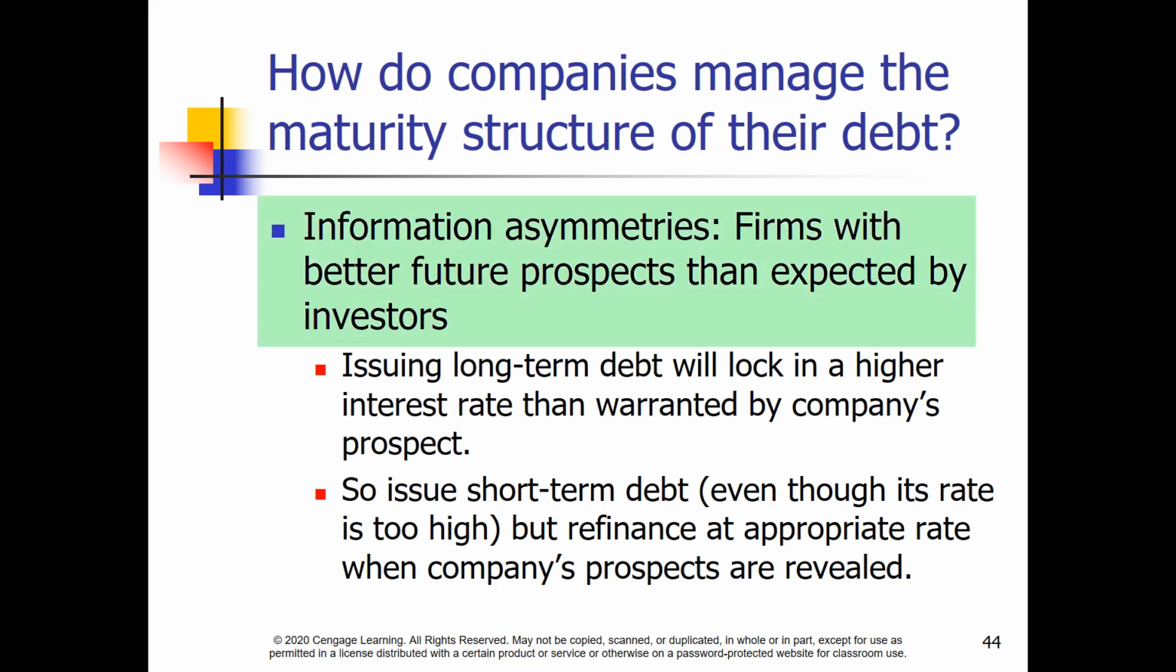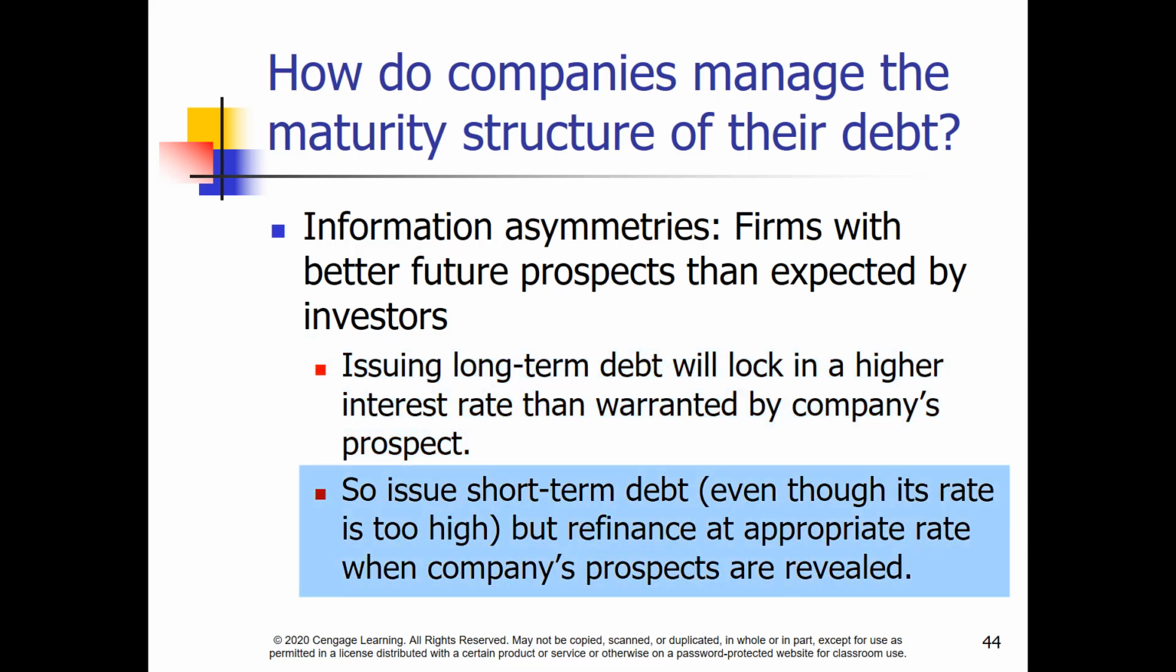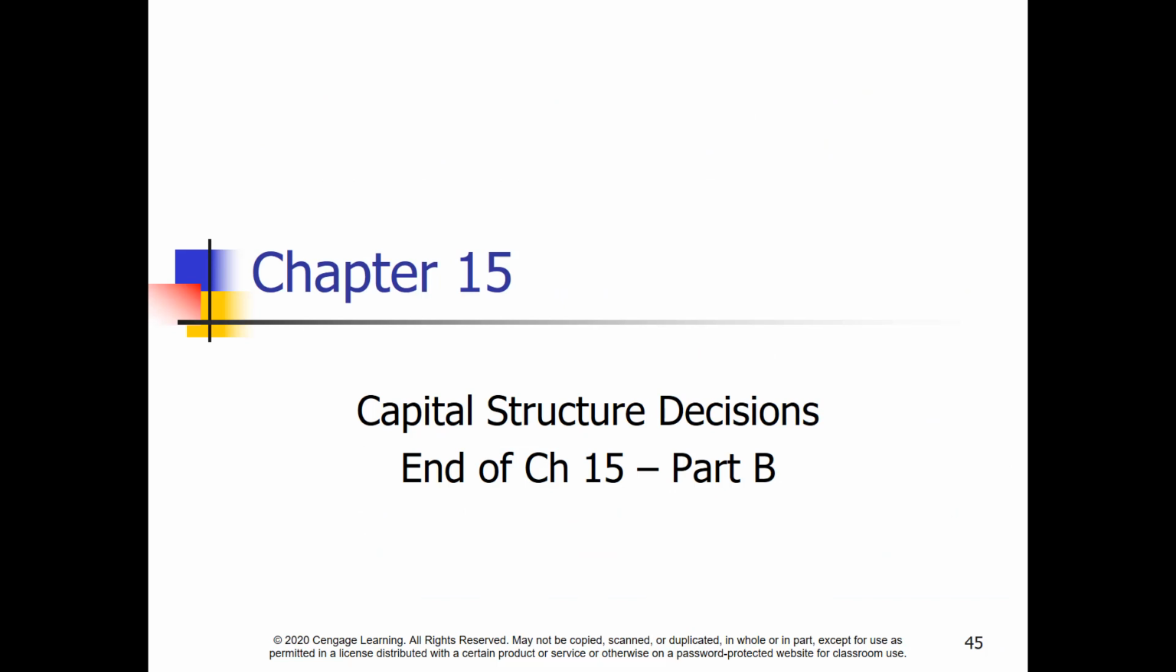Suppose a firm has better future prospects than investors realize. If they issue long-term debt, they'll be paying a higher coupon rate for a long time, higher than they should. The solution is to issue short-term debt with a plan to refinance when the company's true future prospects are public. This ends Chapter 15, Unit G, and the lectures for this course.